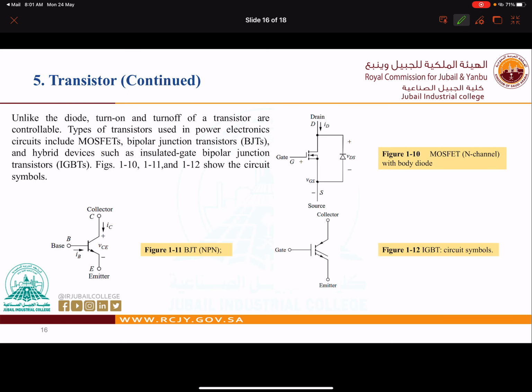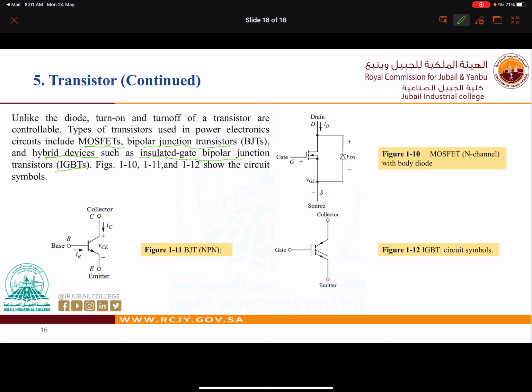Now for the transistors, unlike the diode, turn on and turn off of a transistor are controllable. Okay, the types of transistor used in power electronics circuits include MOSFET, bipolar junction transistors, BJTs, and hybrid devices. When I say hybrid, it means that we have MOSFET and BJT together in it, and it is called the insulated gate bipolar transistor.